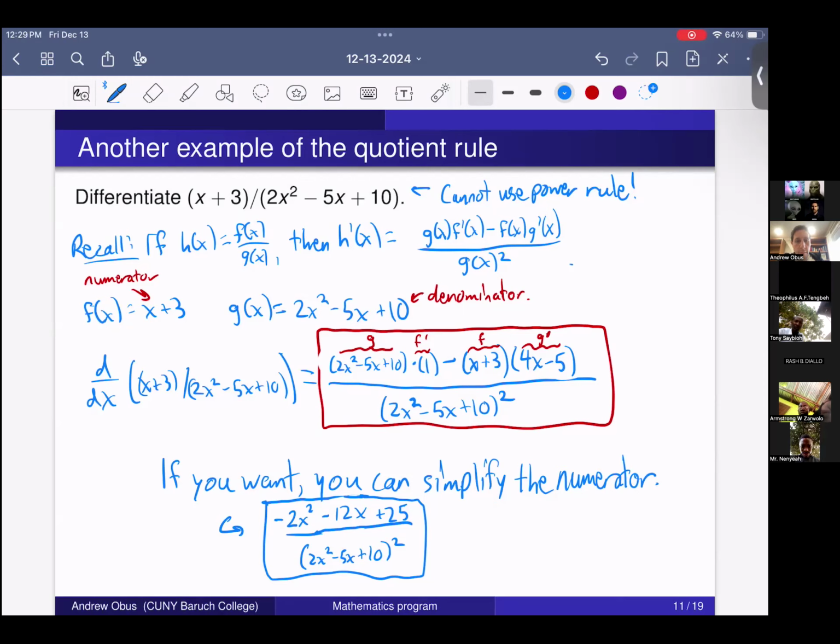My question is about the negative sign in the center. Is it affecting just the x plus 3, or all of it, the x plus 3 and 4x minus 5? The x plus 3 here is the f, and the 4x minus 5 is the g prime, right? So they have to be multiplied together in order to get this term here.